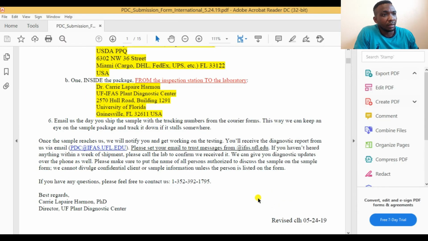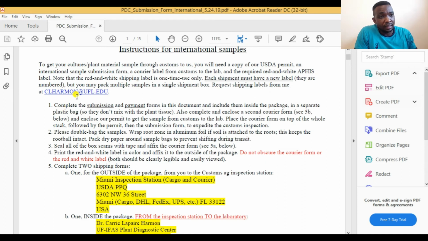Now, after I did that, what you have to do next is, let us go back to this form and look at this instruction. They say complete the submission and payment forms in this document and include them inside the package, in a separate plastic bag, so they don't mix with the plant tissue. I did not actually put my forms in a plastic bag. I just put the plant samples in a plastic bag and I put the forms on top of those bags. But you can do it just to basically protect the paper.